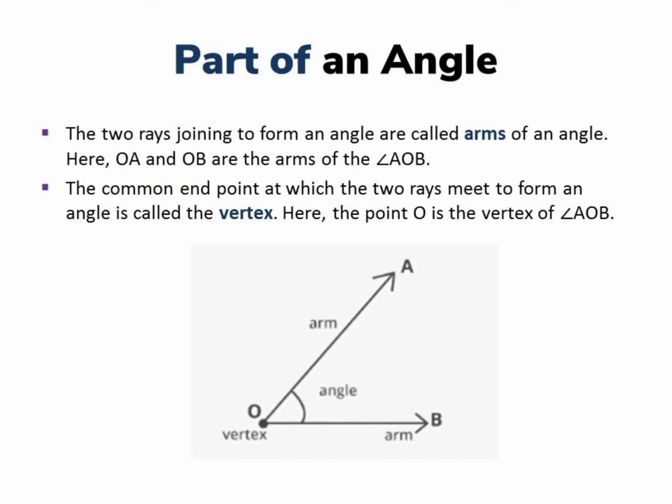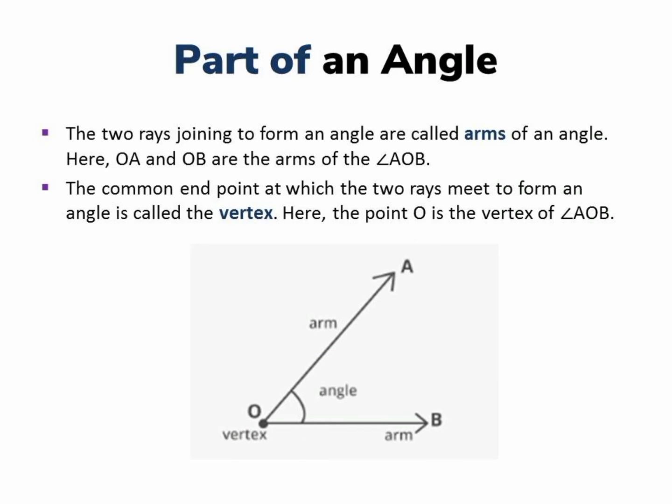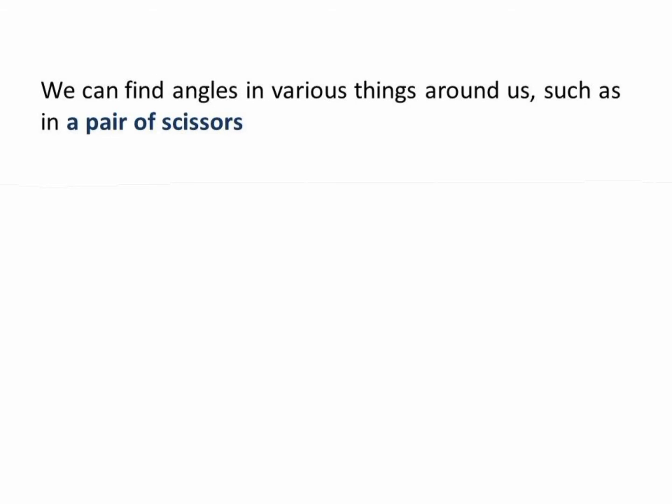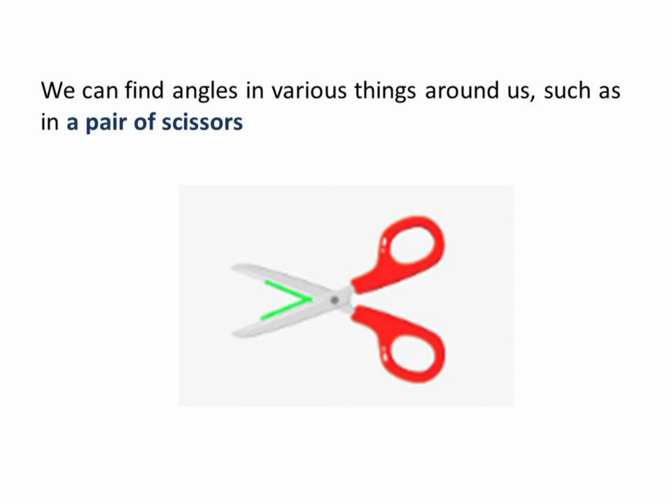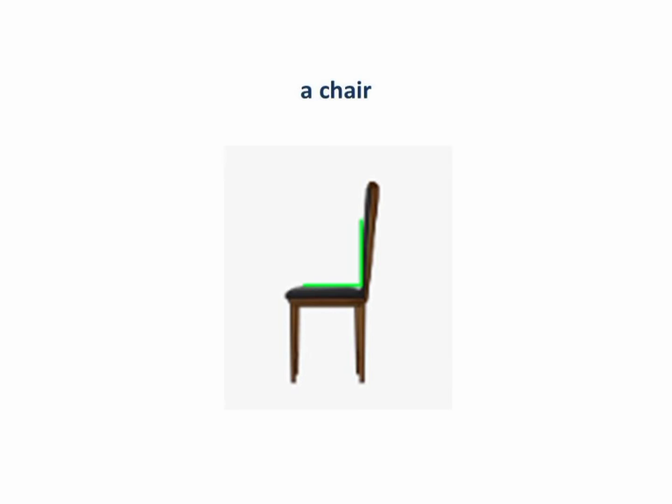Next, parts of an angle. The two rays joining to form an angle are called arms of an angle. Here, the line OA and line OB are the arms of the angle AOB. And the common endpoint at which the two rays meet to form an angle is called the vertex. Here, the point O is the vertex of angle AOB. We can find angles in various things around us, such as in a pair of scissors, or a hockey stick, or in a chair, of course.